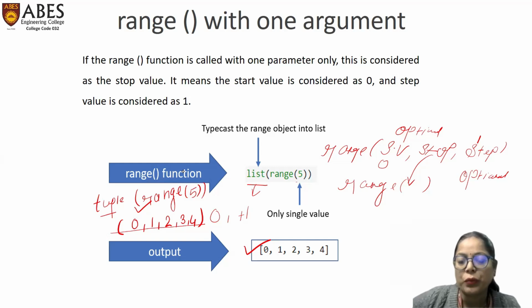So when we have range with one argument, it definitely means that they are mentioning the stop value, and the default value of the start value is 0 and the default value of the step value is 1 when we write only one argument with the range function.